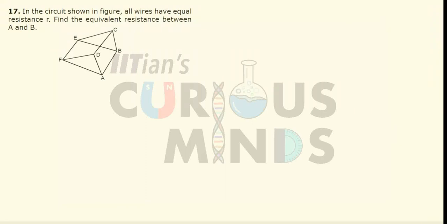In the circuit shown in the figure, all wires have equal resistance R. Find the equivalent resistance between point A and B. Let me first draw the diagram over here. Let this point be A. Let this point over here be B.